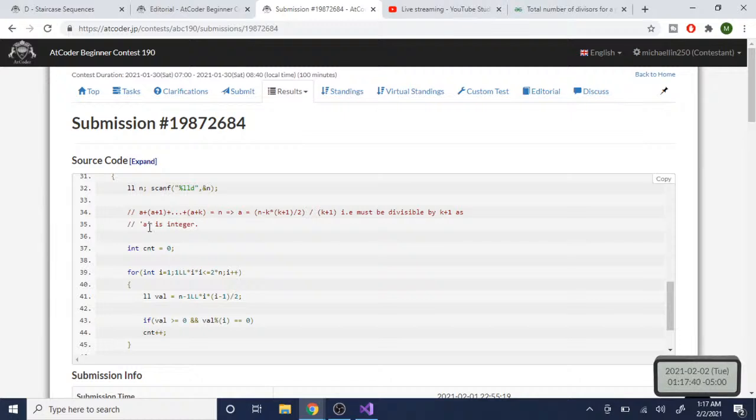So because we're going to k, this is n minus the summation of 1 to k. They're solving this sum of 1 up to k, and they're saying that's the equation k times k plus 1 over 2. And because we know this equals n, that means n minus k times k plus 1 over 2 is our value of a, and this must be divisible by k plus 1, because a has to be an integer.